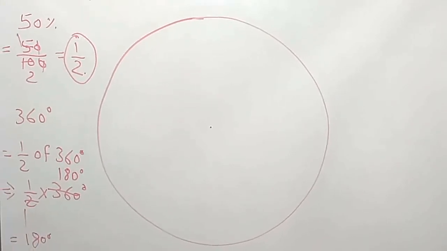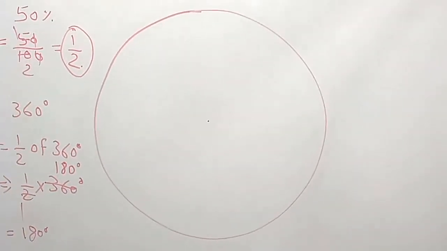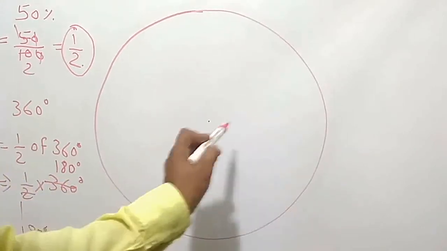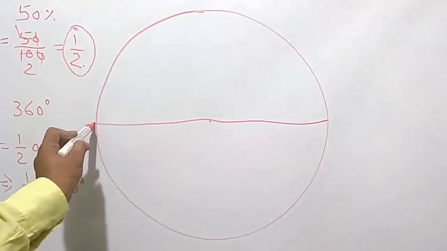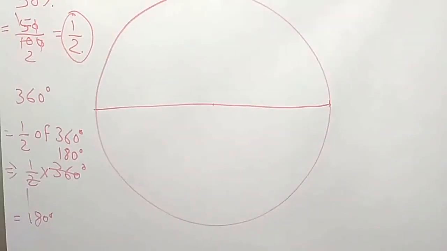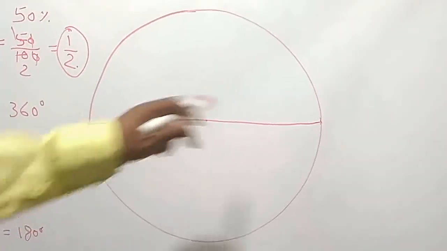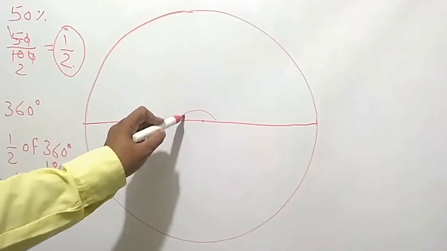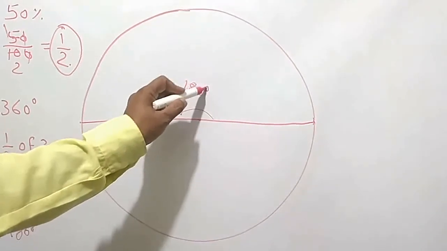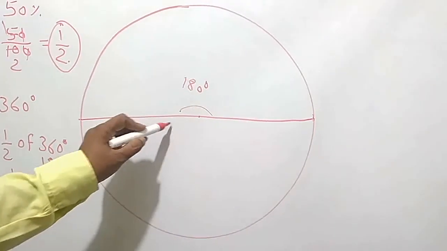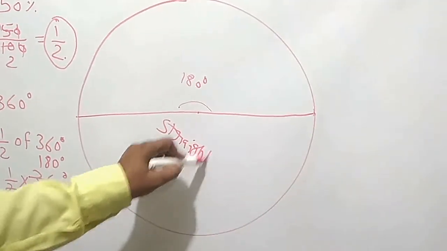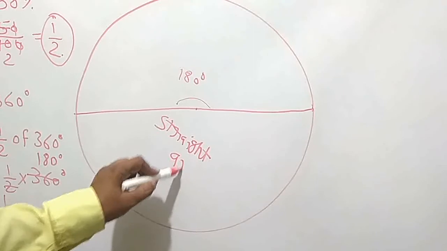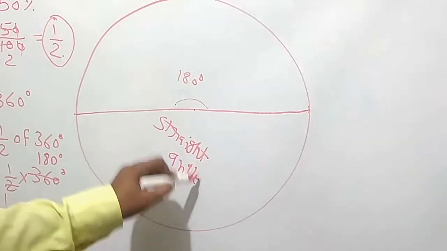And with the help of a protractor we can draw here the angle of 180 degrees. 180 degrees means it is a straight line, or we can say a straight angle. So we draw like this with the help of a protractor.